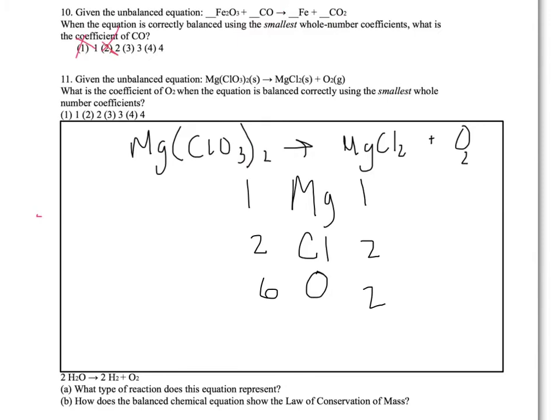So to balance the oxygens, we have to find the least common multiple between 6 and 2, which is 6. So to create a 6 here, we're going to multiply the 2 times 3. So if I add the coefficient of 3 here, that creates 6 oxygens. All my other elements are balanced, so there's nothing else for me to do. So again, 3 is the best choice.